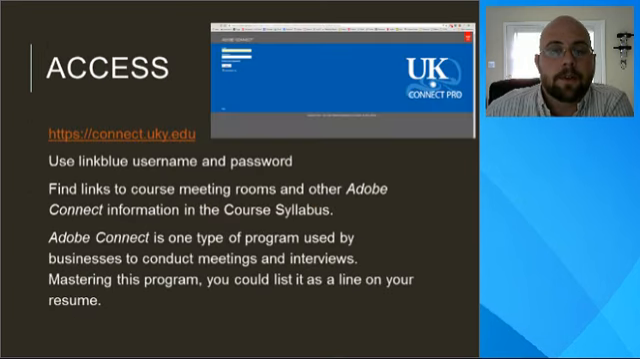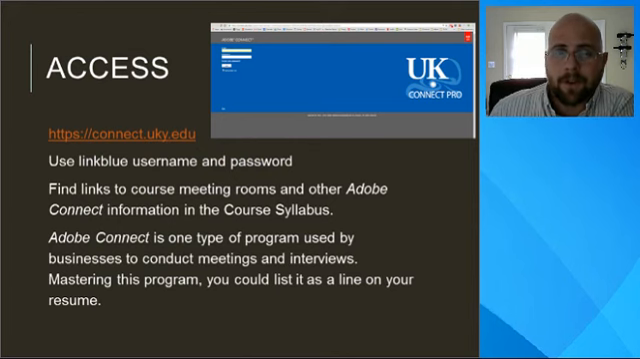To get to Adobe Connect, and this is something most of you haven't found your way to, but if you haven't yet, here's how to do it. You go to connect.uky.edu, or you follow the link that I provide on your syllabus and in the Canvas shell. So you use your Link Blue username and password. You find links to the course meeting rooms, okay?